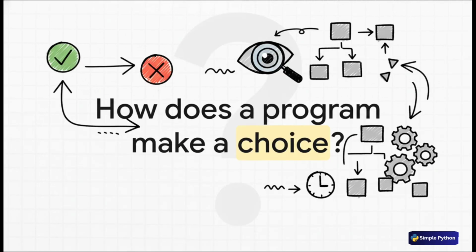So you have to wonder, how does a program actually make a choice? I mean, just like us, a program needs a way to look at a situation, evaluate what's going on, and then decide what to do next. It can't just follow one single blind path. It has to be smart enough to react and adapt to different inputs.